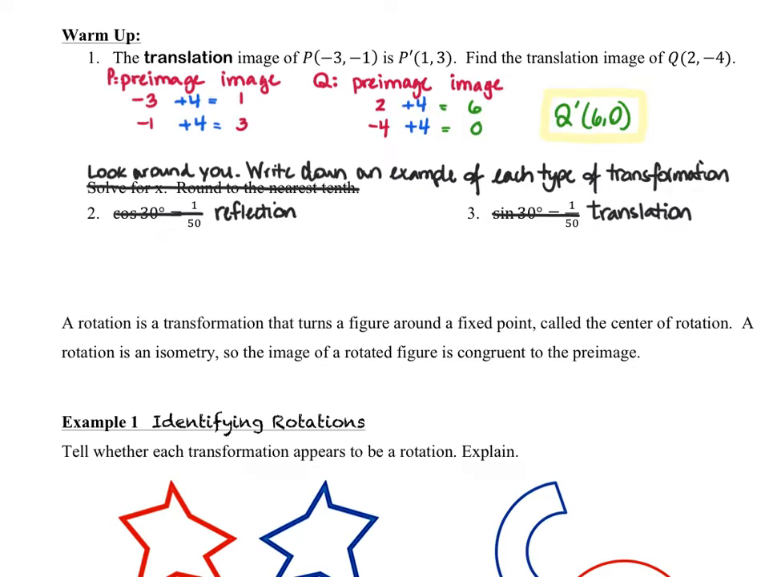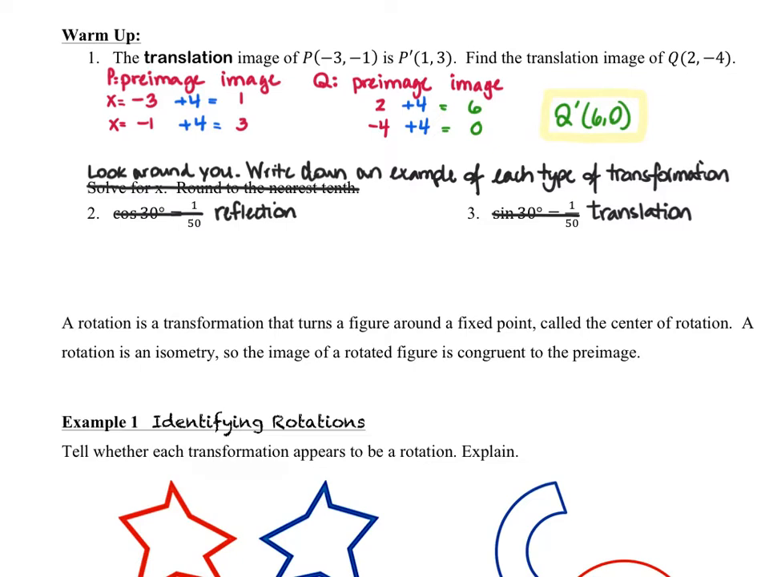When we take a look at the comparison between the pre-image and the image for point P, we see that the x-coordinate and the y-coordinate were both increased by 4 to get the image value. And if we do that same transformation or translation to point Q, we end up getting an image of point Q, Q prime, located at 6, 0.